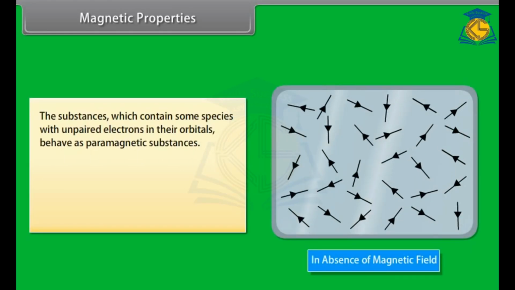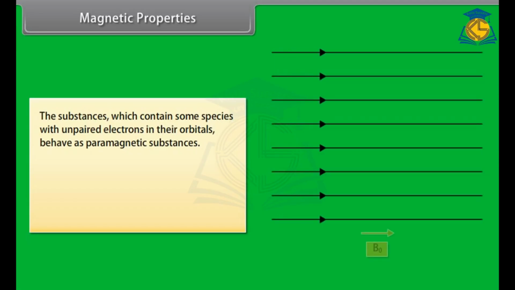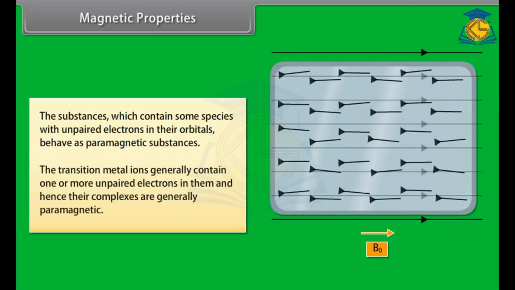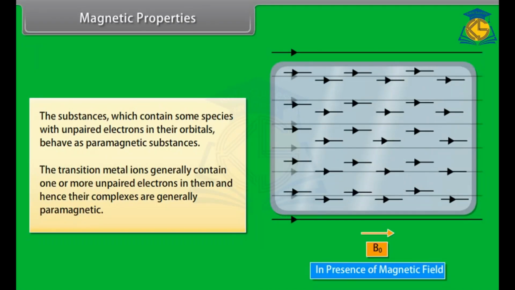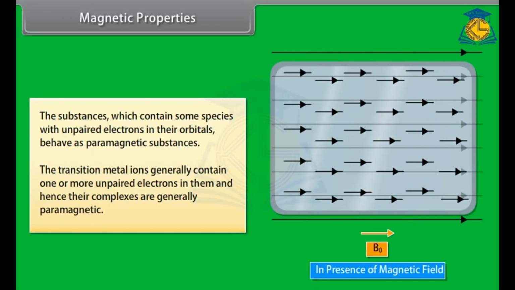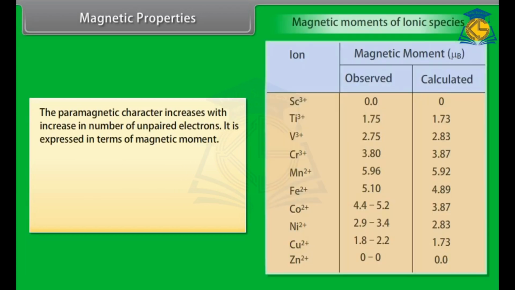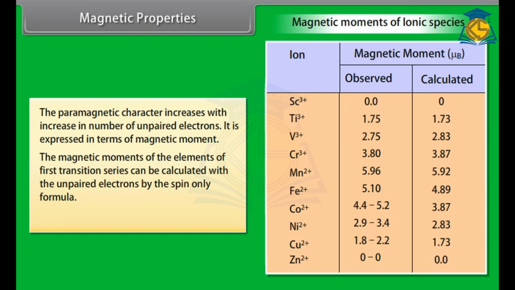Magnetic properties. The substances which contain some species with unpaired electrons in their orbitals behave as paramagnetic substances. The transition metal ions generally contain one or more unpaired electrons, and hence their complexes are generally paramagnetic. The paramagnetic character increases with an increase in the number of unpaired electrons. It is expressed in terms of magnetic moment. The magnetic moments of the elements of the first transition series can be calculated from the number of unpaired electrons by the spin-only formula.